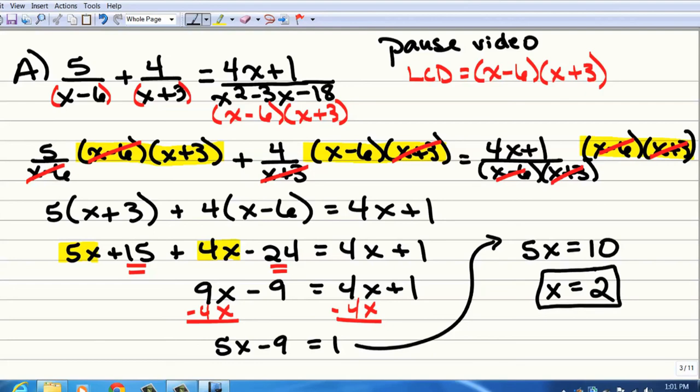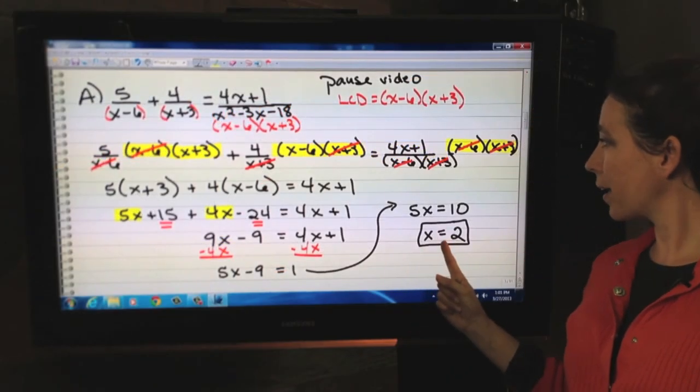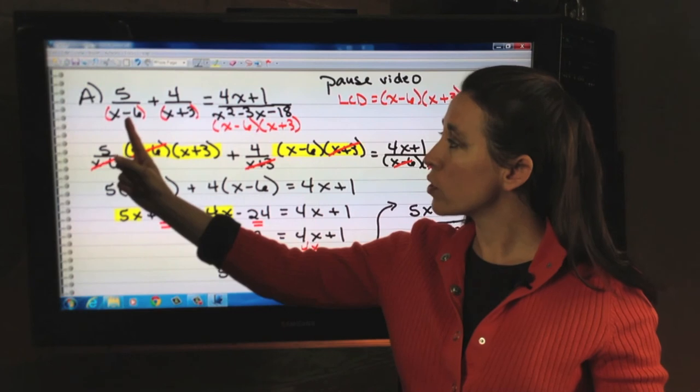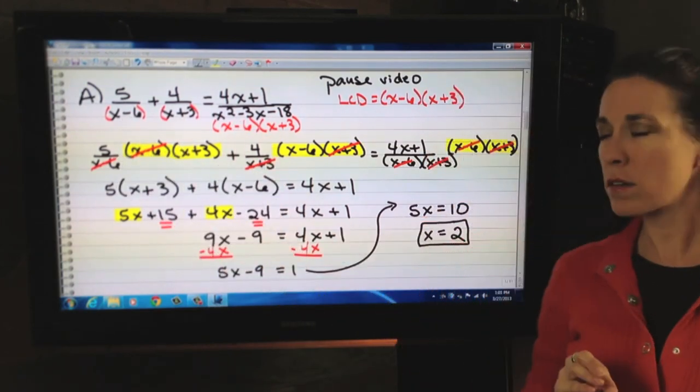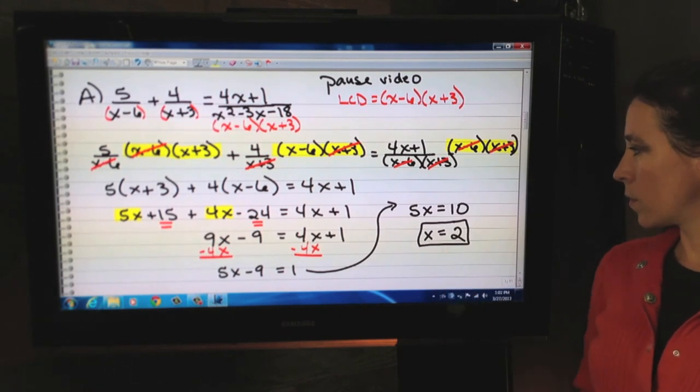Only one solution here. And as we check back here in the original, if I plug in 2 anywhere in the denominators, I'm not going to get 0 in the denominator. So we're looking good.